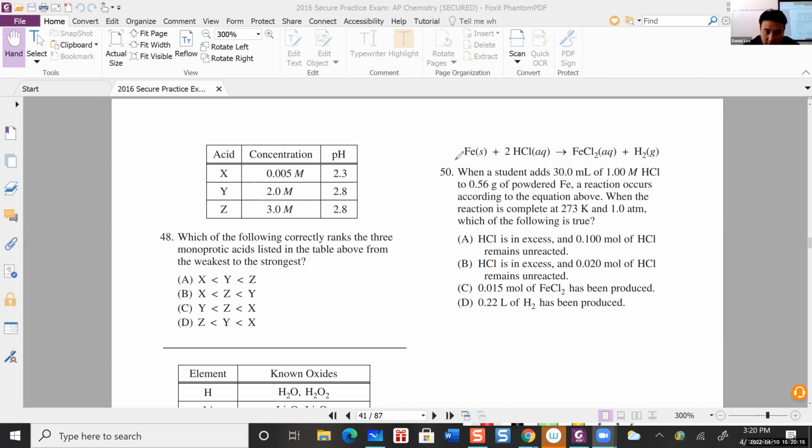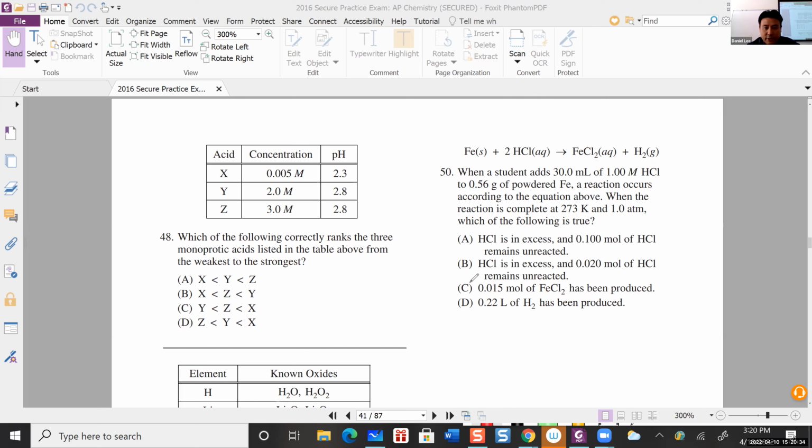Okay, so 50 first, 49 is down there. So I have this single displacement. Again, single displacement is also redox because iron is 0, iron is 2+. That's oxidized. And hydrogen is 1+ to 0, that is reduced. Anyway, this is single displacement, redox, and we're doing stoichiometry.